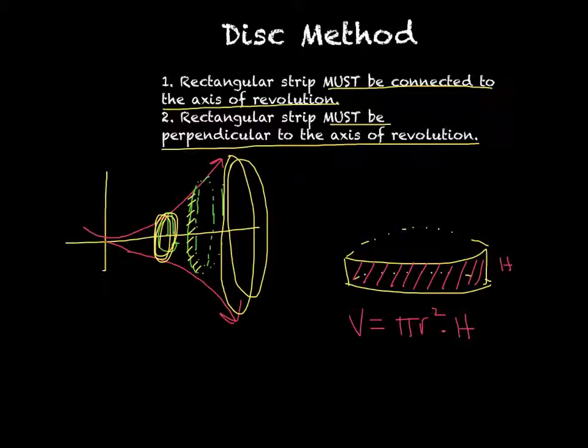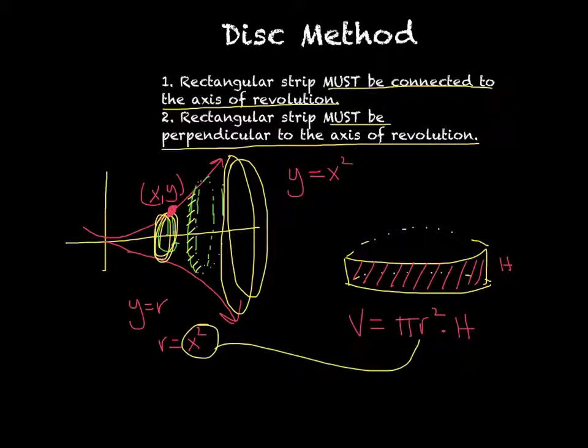Now, the radius is going to be, let's go back here and look at our problem. If I call that point right there x, y, well, y is the distance from the x-axis. So therefore, y is going to be your radius. In our equation, we have y equals x squared, just a simple parabola. So our radius is going to be x squared.